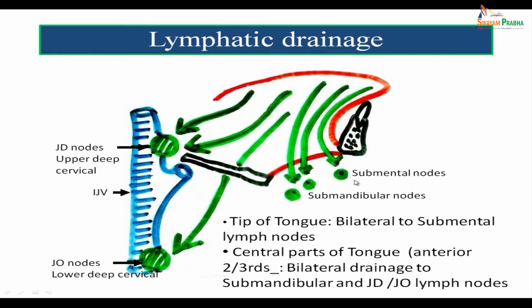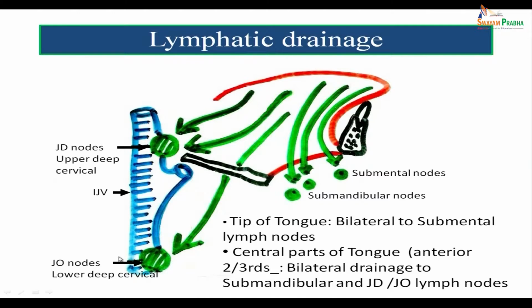Under the chin, you have a set of lymph nodes called the submental lymph nodes. On the sides of the mandible, just below the mandible, you have the lymph nodes called the submandibular group of lymph nodes. Along the internal jugular vein, in the upper part, you have a set of nodes called the jugulo-digastric group of lymph nodes. This jugulo-digastric group is also called the upper deep cervical group of lymph nodes.